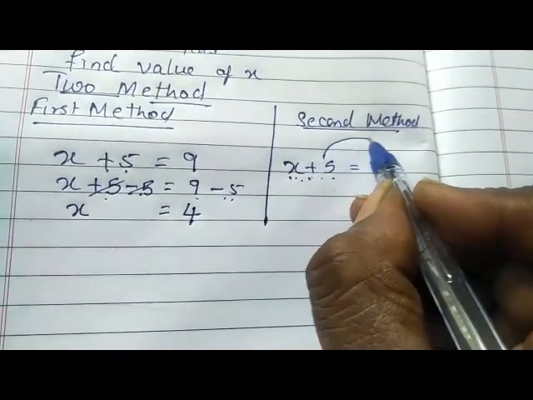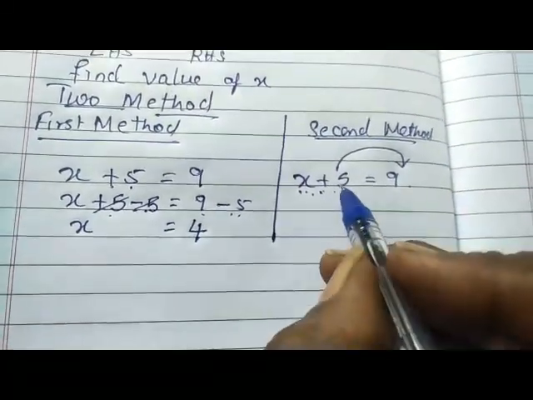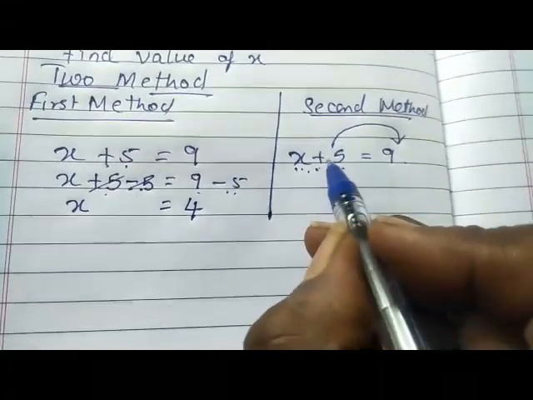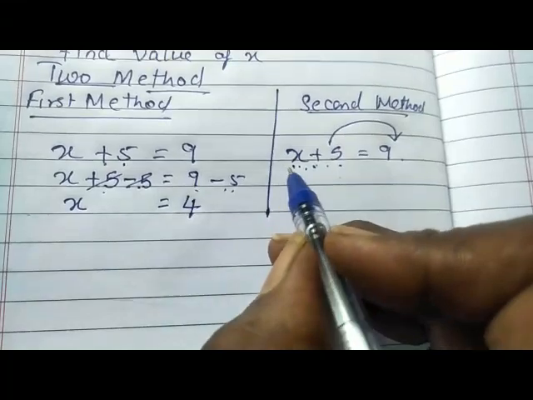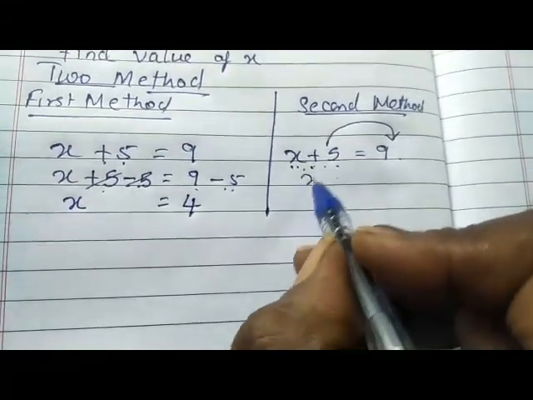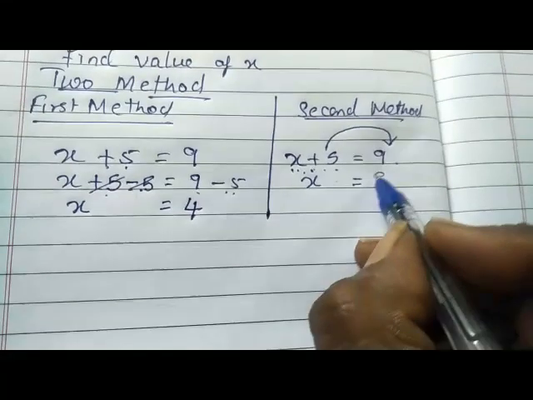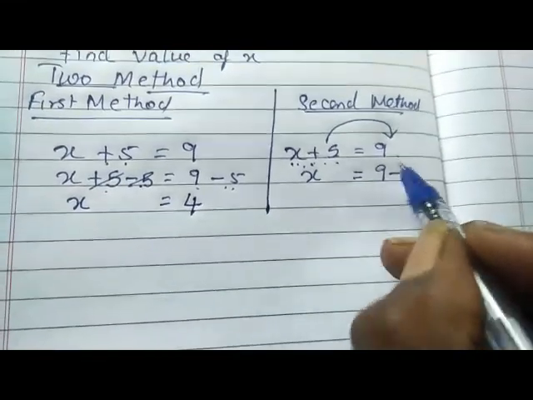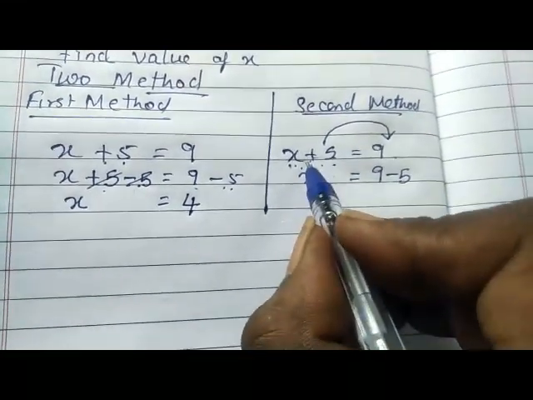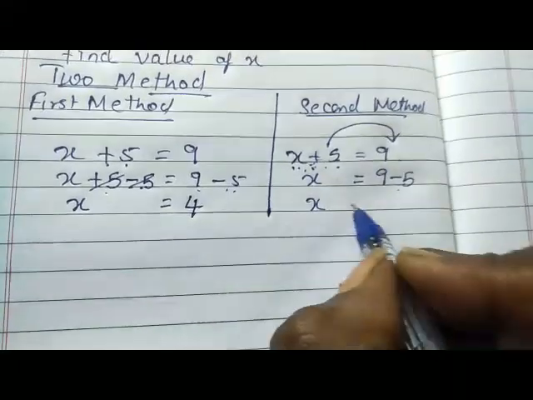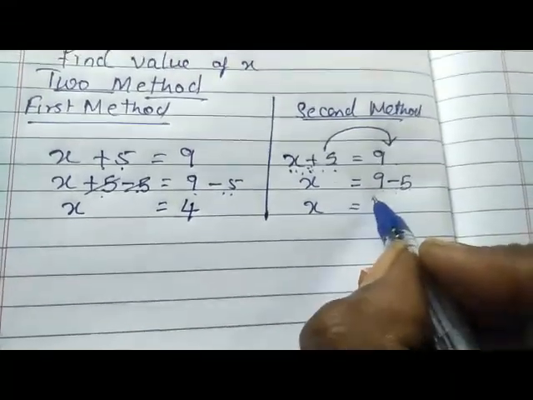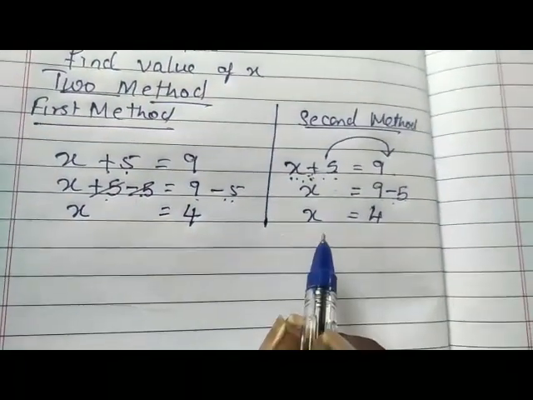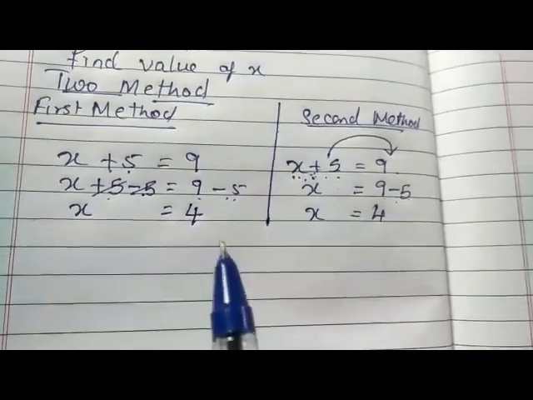That means this plus 5 will convert into minus 5 here. So when this plus 5 flies over here, what is remaining here now? We are removing this plus 5. It becomes minus 5 here. So what is remaining here? Only x. So I write that x, then equal sign, then 9. Now what about this plus 5? This plus 5 comes here and becomes minus 5. If plus is there, it will become minus. If minus is there, it will become plus. So x is equal to 9 minus 5, which is 4. So whichever method is easy for you, any one method you have to do.